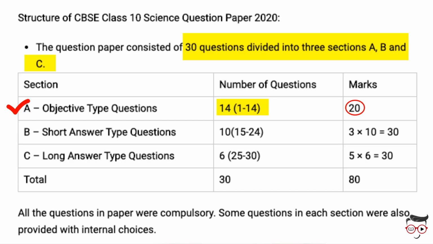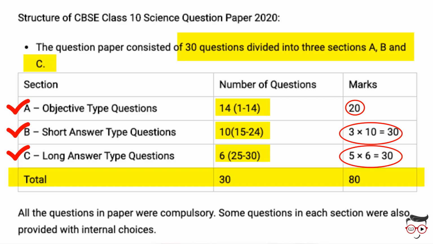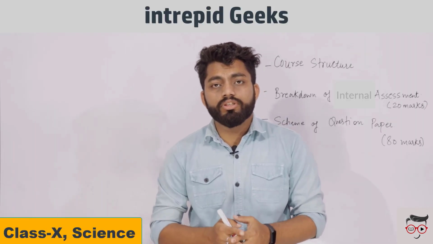The second section contains short answer type questions. The number of questions is 10 and they contain 30 marks of your final marks. The third portion is for long answer type questions. The number of questions is 6 and they contain 30 marks of the total marks. Hence the total number of questions is 30. The total number of marks is 80. So this is the scheme of your question paper.